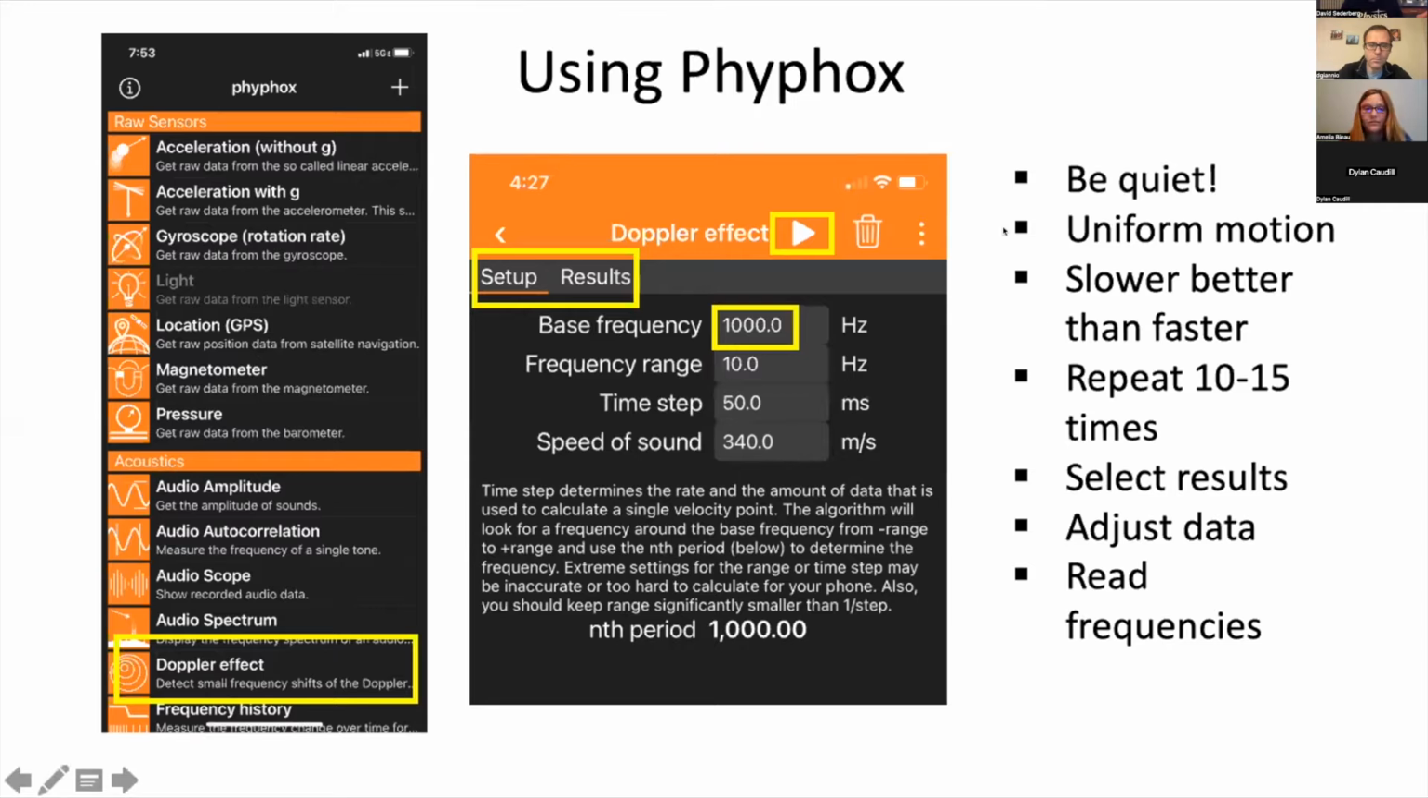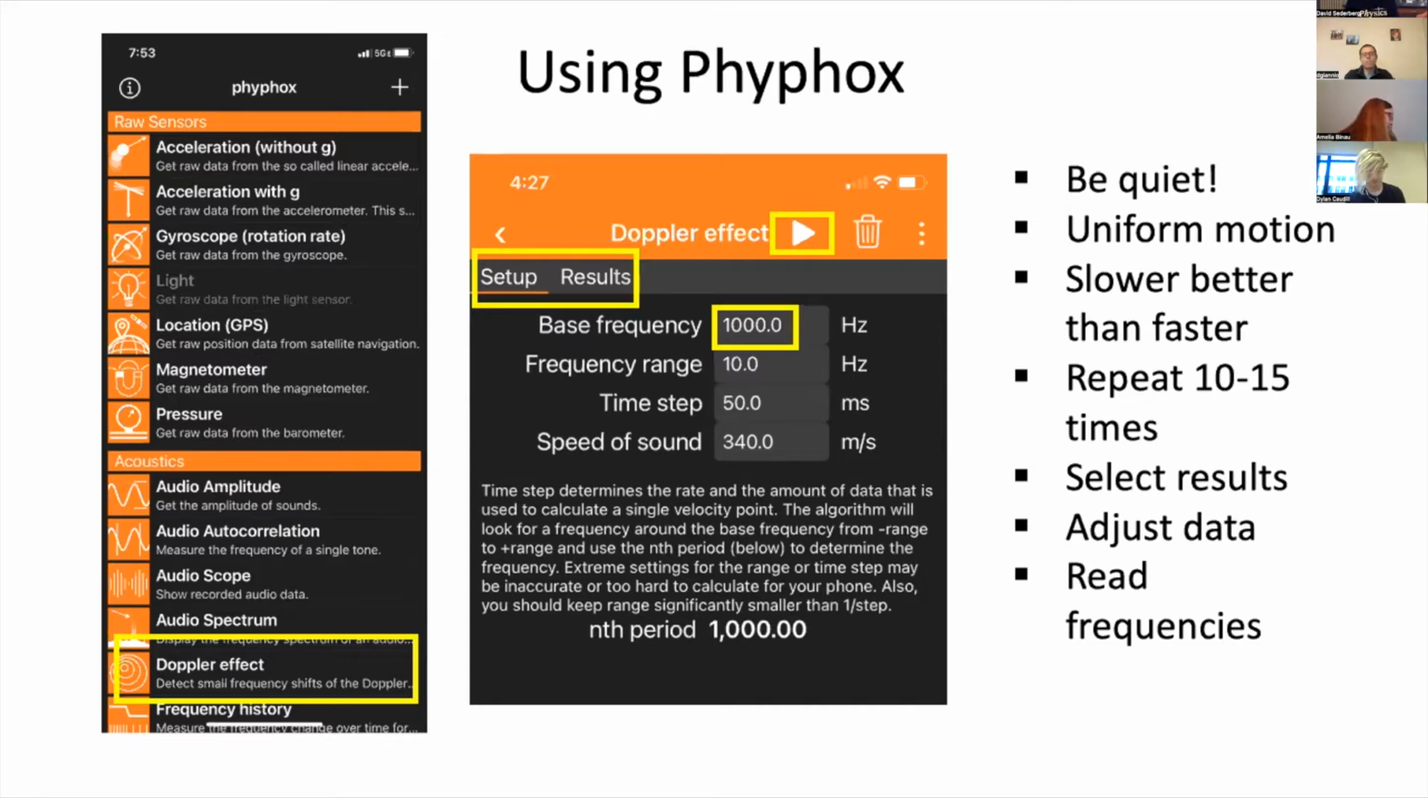So the first thing I want you to see, we've talked about Phyphox, so I don't think we need that. On the left side of your screen, you see when you open Phyphox, you'll have all kinds of options. This is a really cool app. If you're into anything science, you can do all kinds of experiments with Phyphox. I've highlighted in yellow with the yellow box, the Doppler effect. That's the experiment that we're going to do.